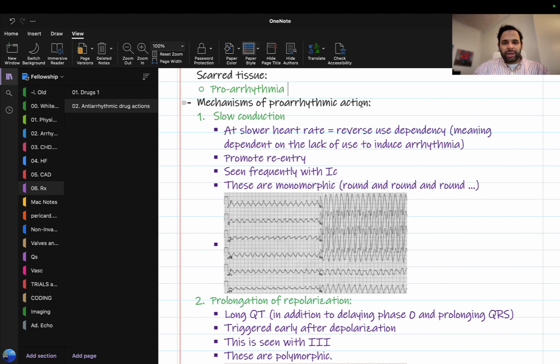Slow conduction. At slower heart rate, there's reverse use dependency, meaning dependent on the lack of use to induce arrhythmia. The lack of use of what? Not the medication, but the channel. The ion channel is not being used, so it is not in the active form. And that promotes re-entry. We see that frequently with class 1C.